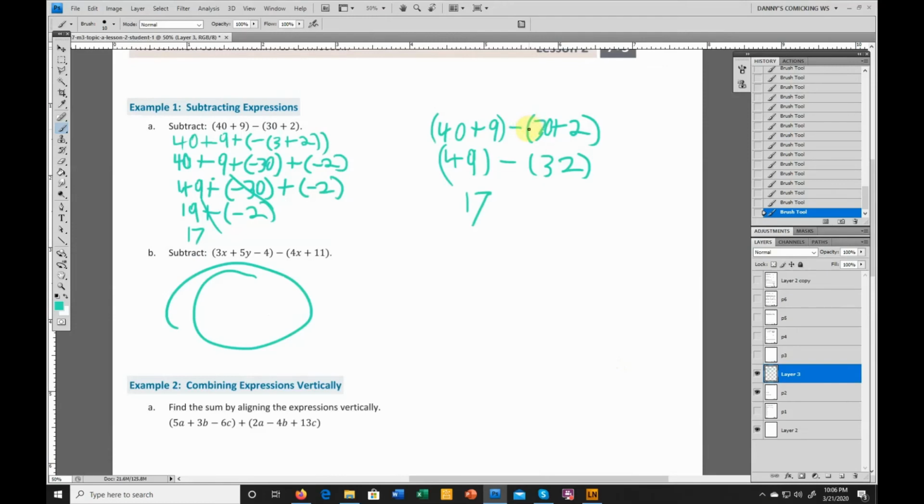Which method will have to be used in example 1b and why? So with example 1b, we're going to have to add the opposite expression because the terms in the parentheses are not like terms. Remember when we talked about like terms. So in B, we have 3x plus 5y. X and y are not like terms. So you cannot combine x and y. You can combine x and x, but you cannot combine x and y.